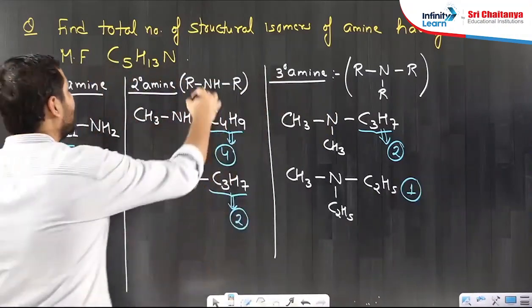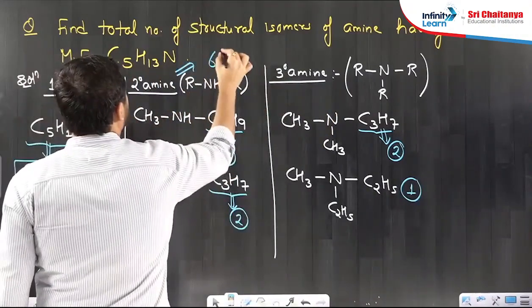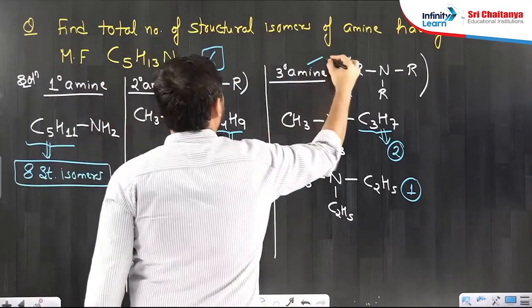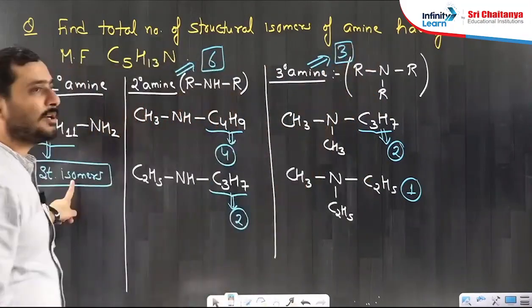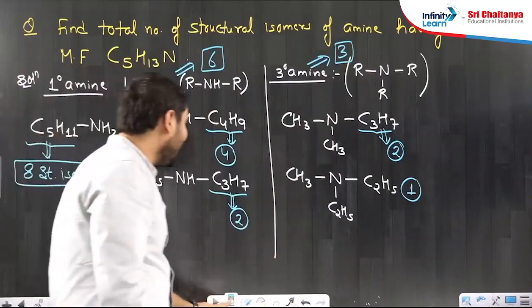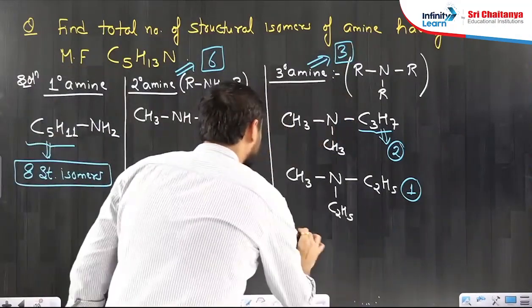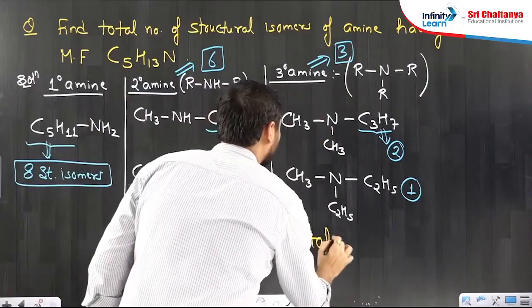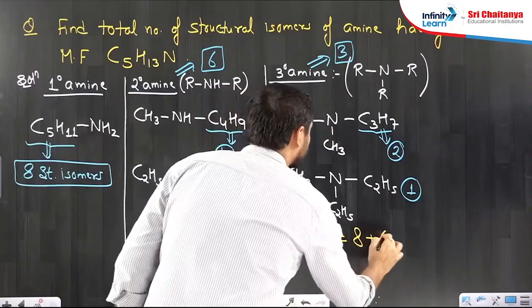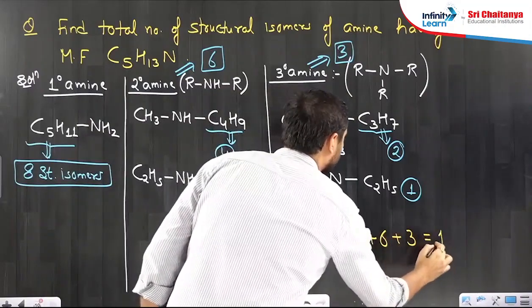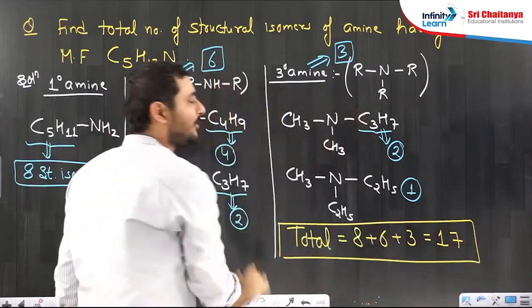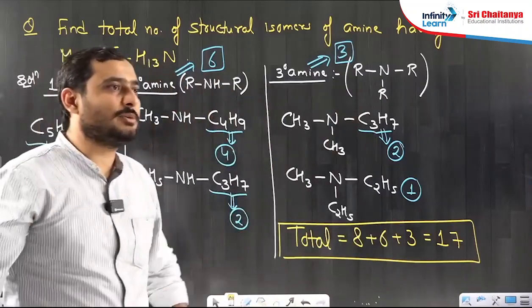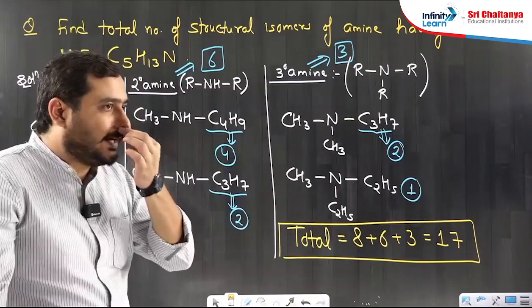So how many secondary amines are there in total? 6. How many tertiary amines are possible? 2 plus 1, 3. And how many primary are possible? 8. So if we write the total number of isomers, we write 8 plus 6 plus 3. So what is the answer for this question? How many total isomers are possible? 17 isomers are possible. Check any doubt in this.